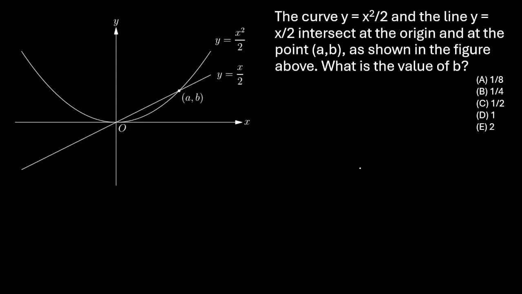Let's have a look at this SAT question. The curve y equals x squared over 2 and the line y equals x over 2 intersect at the origin and at point (a, b) as shown in the figure above. What is the value of b?